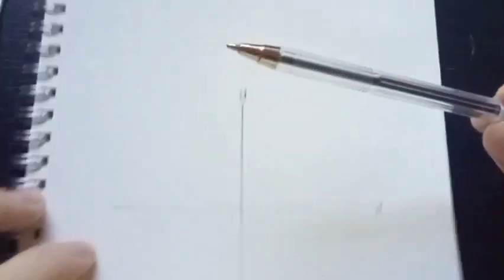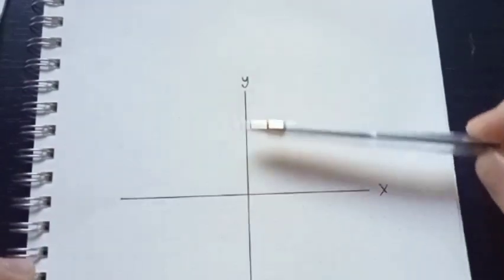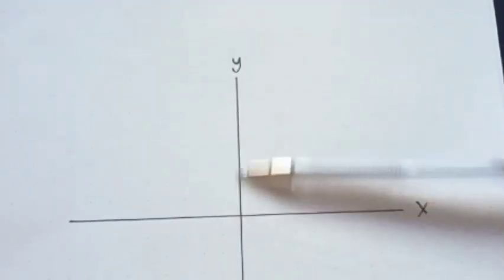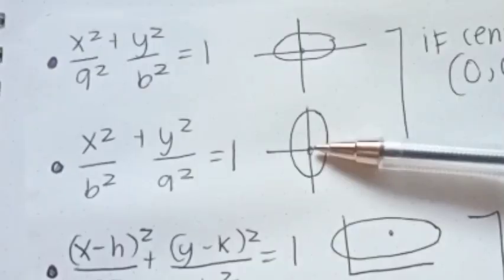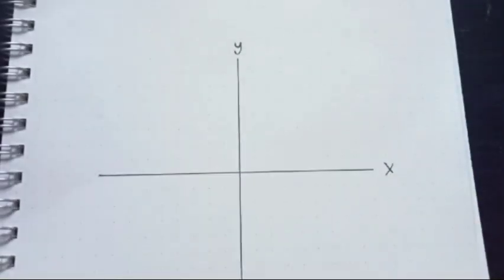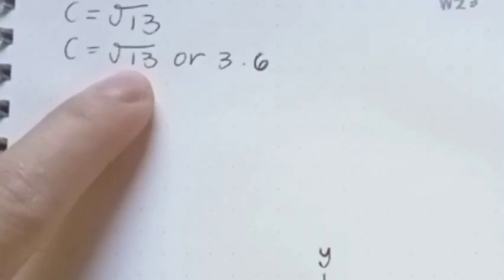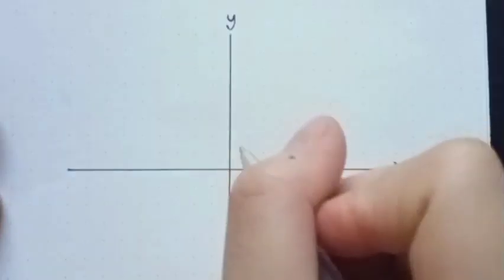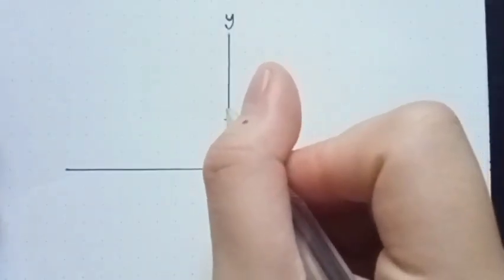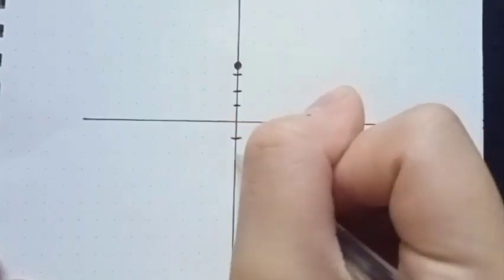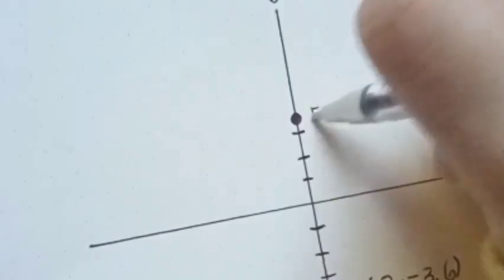and the foci. This is the distance from the center to the foci. The foci is going to be around here since the ellipse is vertical, and this is going to be the major axis. Since c is 3.6, F1 is 0 and 3.6, and F2 is 0 and negative 3.6.